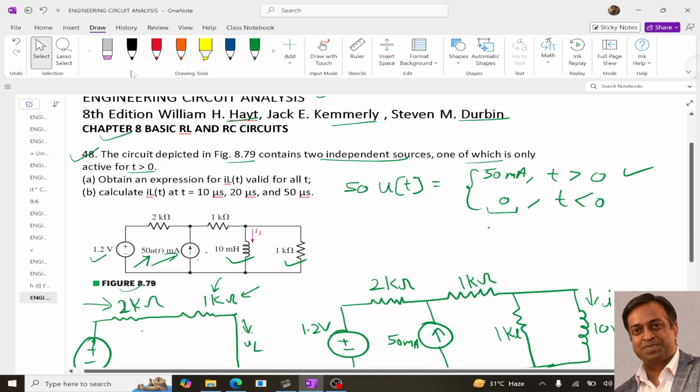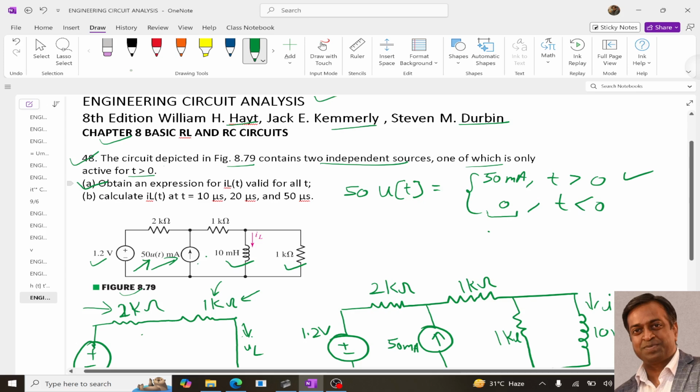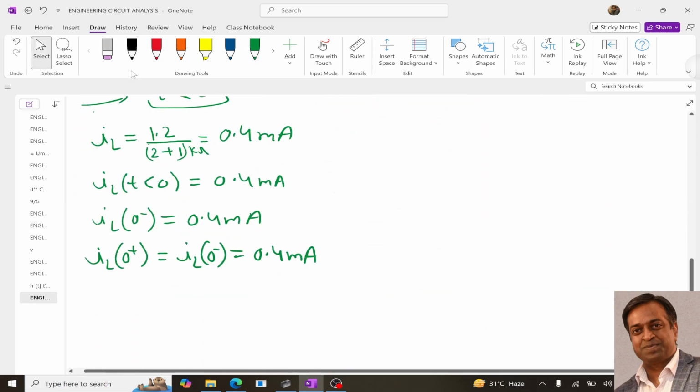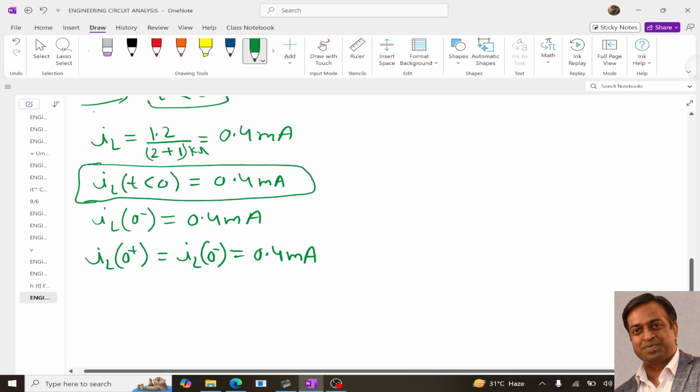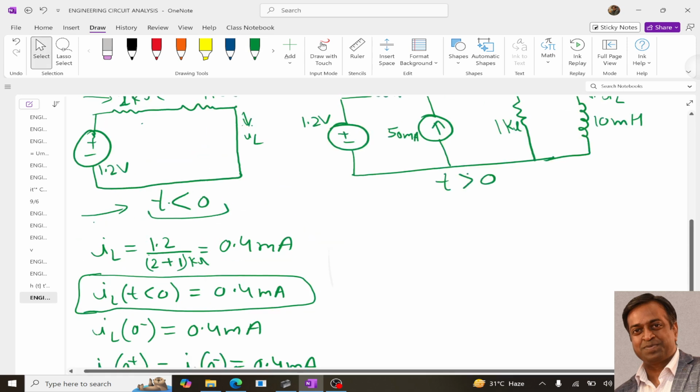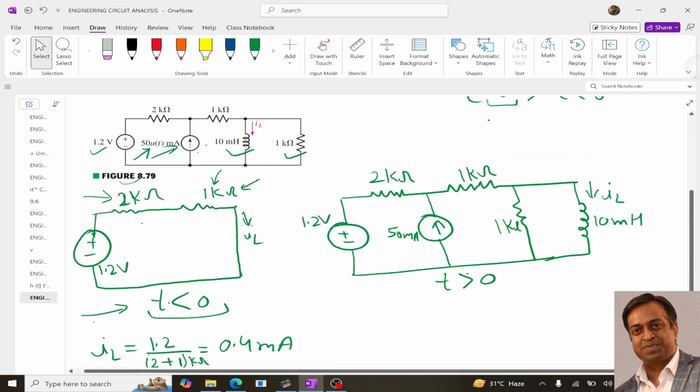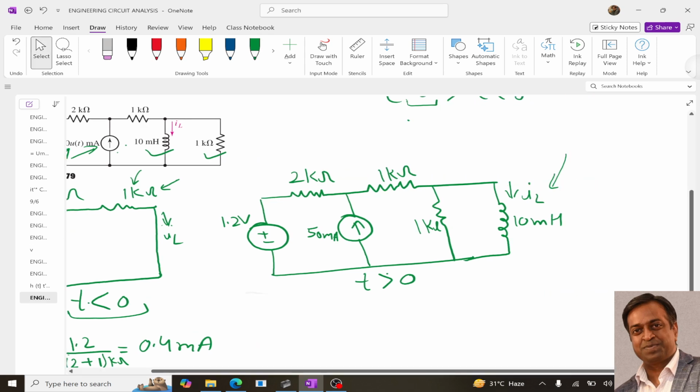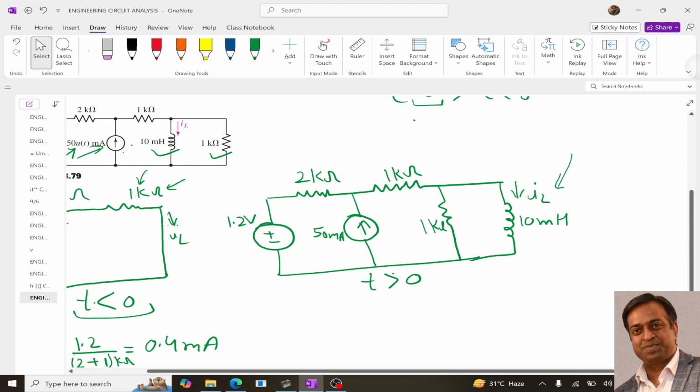Now the question says that we need to obtain the expression for IL(t), for IL for all t. For t less than 0, we have already determined the current through the inductor. Now we need to determine the current through this inductor, this IL, for t greater than 0.